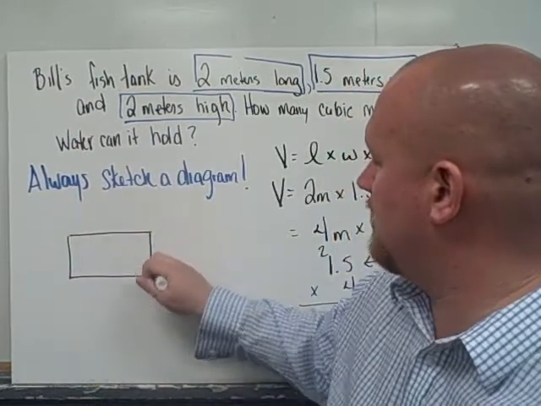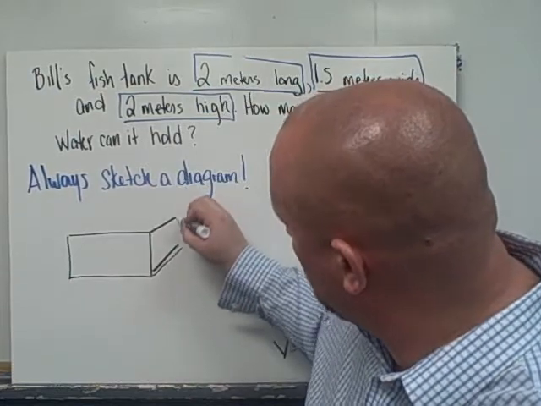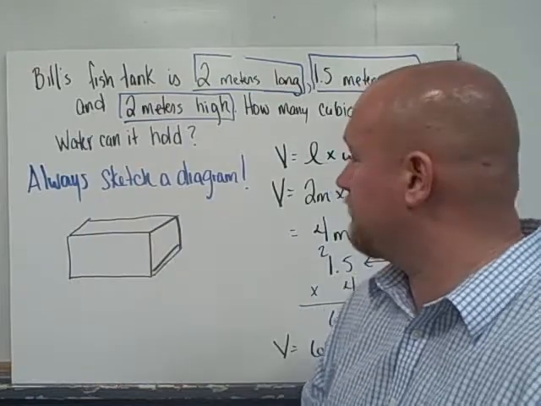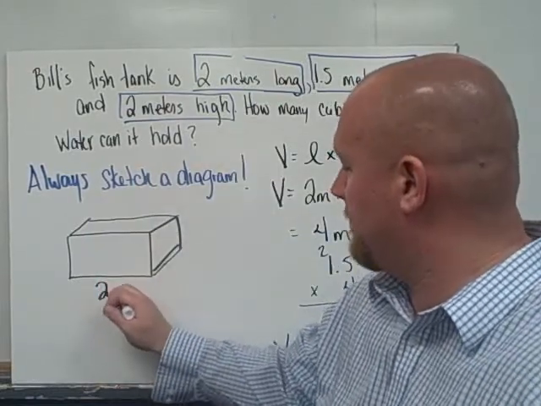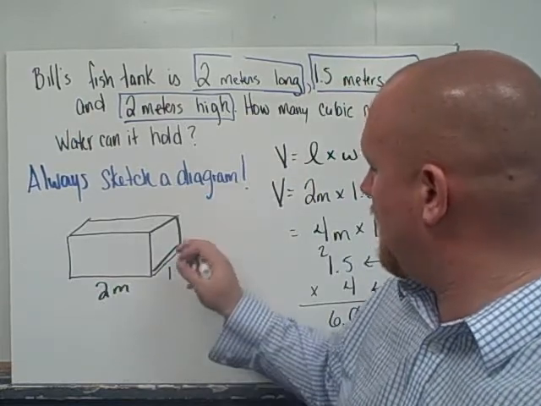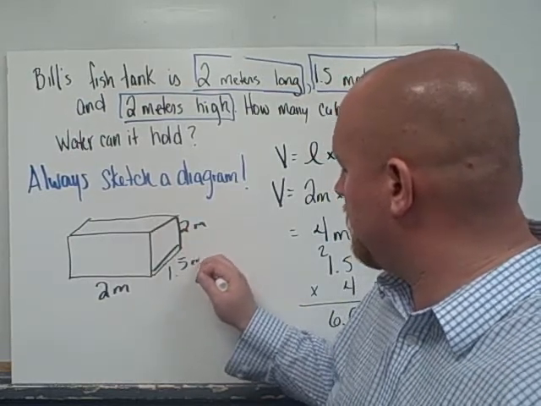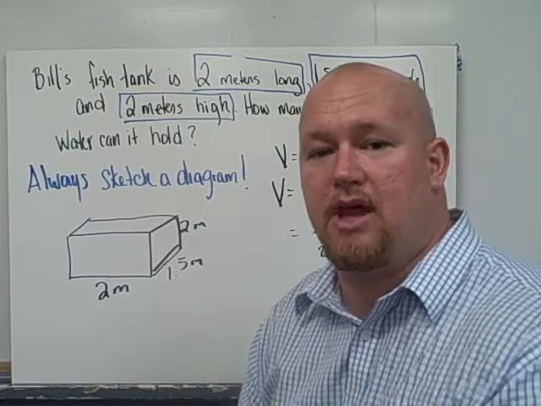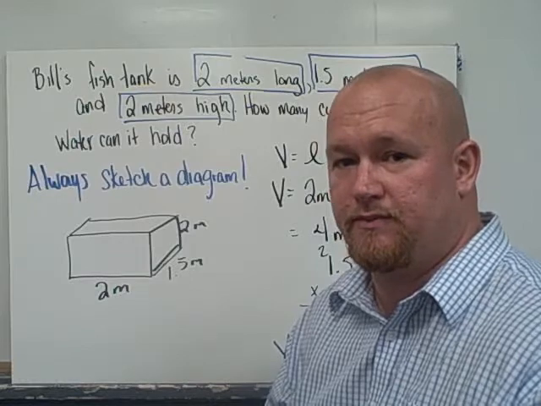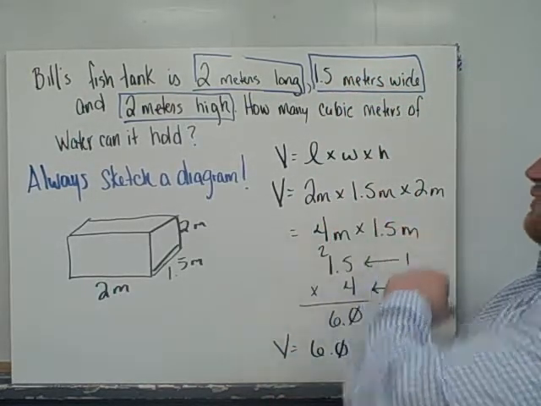I'm drawing Bill's fish tank. It's a rectangular prism. That's all I know. That's all I need to know. And it doesn't even have to be to scale as long as I can put my measurements in it. It's 2 meters long. It's 1.5 meters wide. And then it's 2 meters high. Oh, I forgot the meter sign right there. Okay? Now I just apply my formula. Length times width, just like the area, times height. I get 2 meters times 1.5 meters times 2 meters.